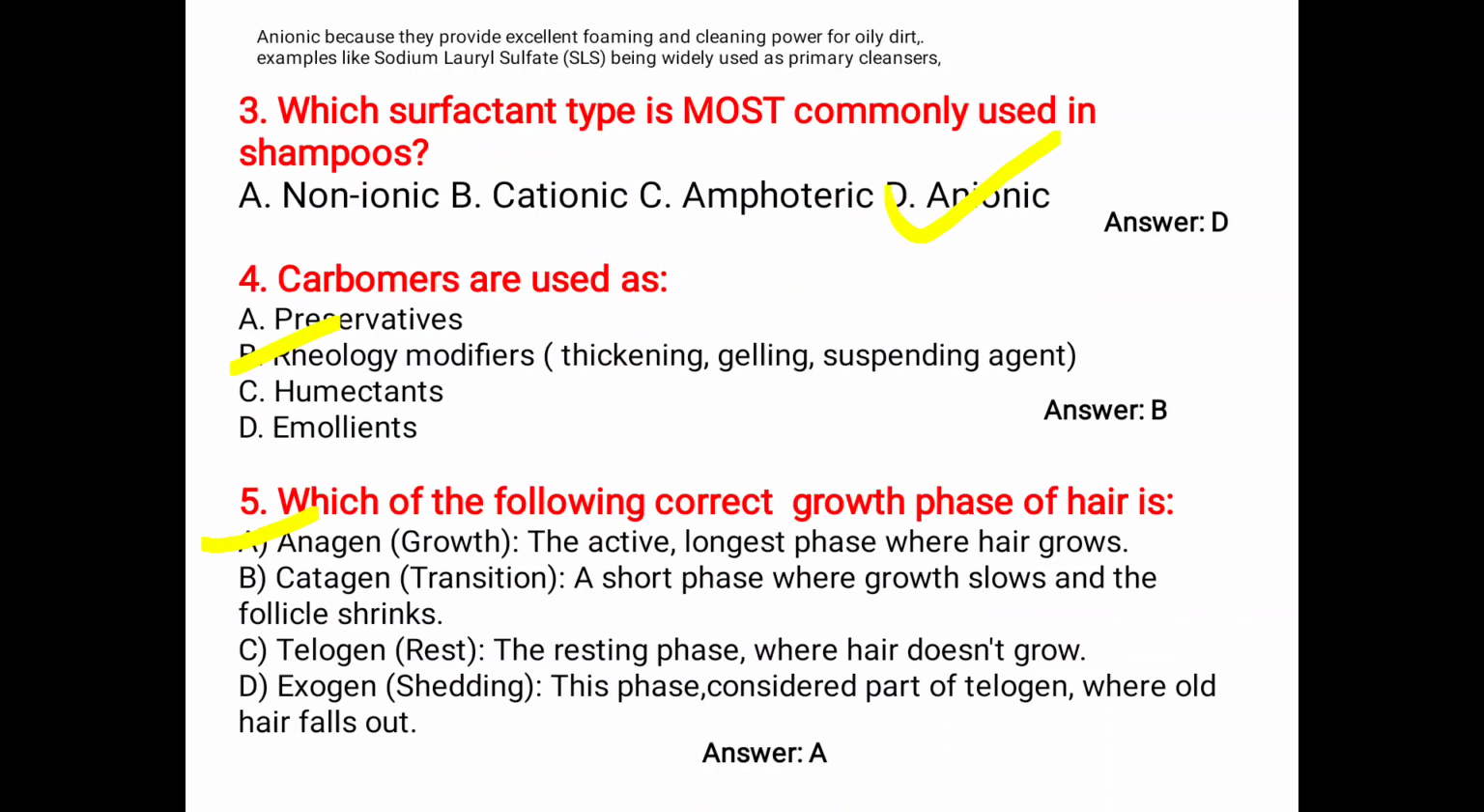So you have to remember: anagen, the active, longest phase; catagen, the short phase; telogen, the resting phase; and exogen, the phase where old hair falls out. In telogen, hair doesn't grow, and in anagen, hair grows.